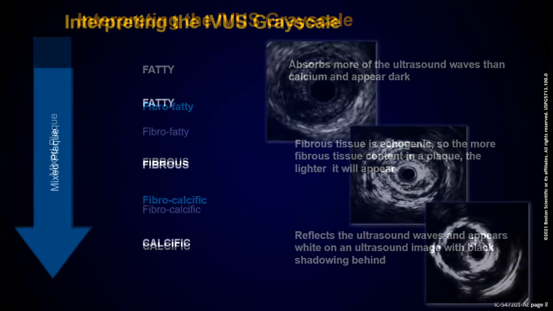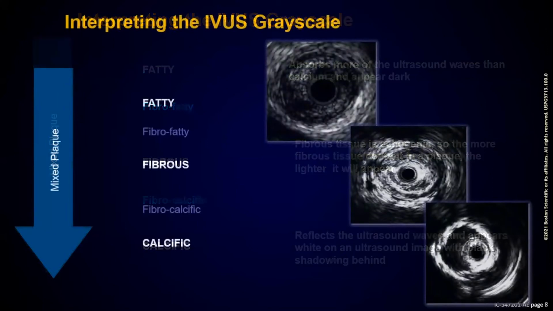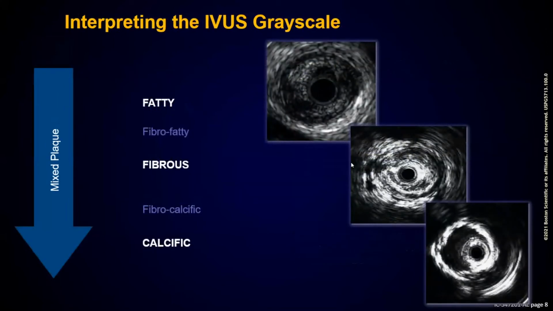This is just an example. On the top panel, it is a fatty plaque. In the middle panel, it's a sort of fibrocalcific plaque or fibrous plaque. And in the lower right-hand corner, it is a calcified plaque, which is quite severe calcification, almost 360 degrees.